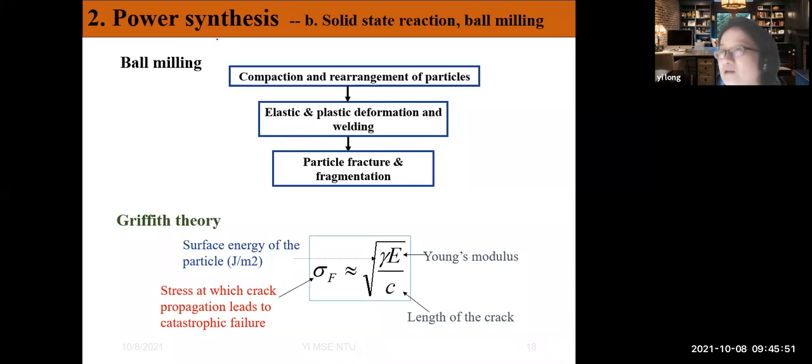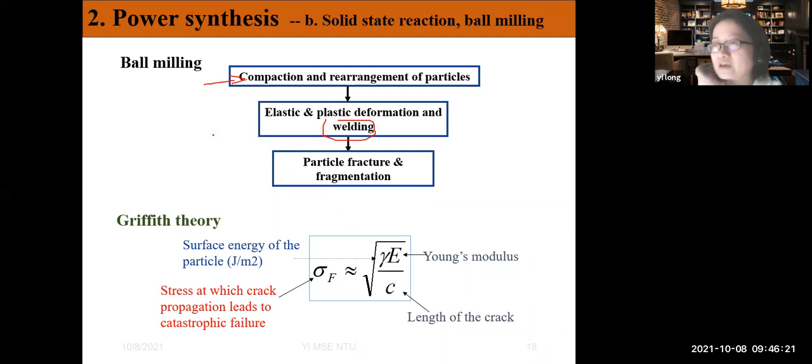So what happens in ball milling? Basically the particles are rearranged and compacted, followed by elastic and plastic deformations. You may even have welding. Welding is actually not wanted, because with large particles you want to break them up, to crush them to make them smaller. But sometimes the temperature inside is so high that it might even weld them. So all sorts of things can happen. It's not easy.